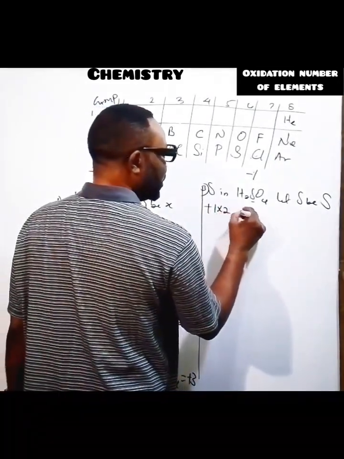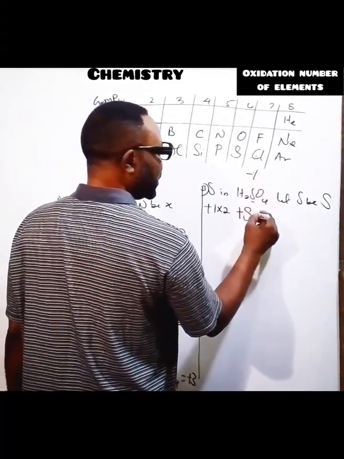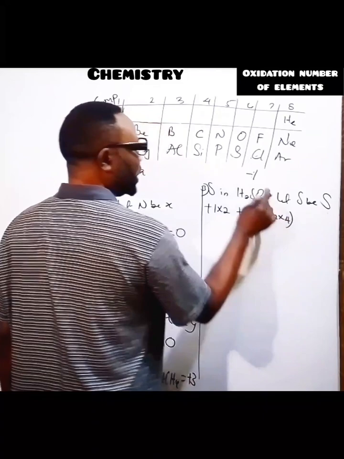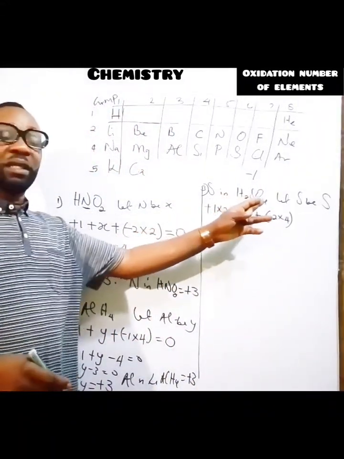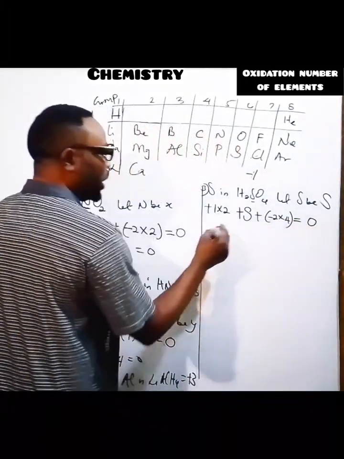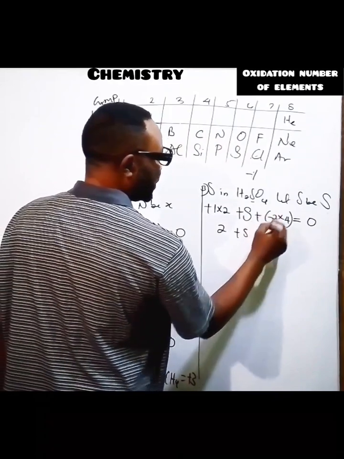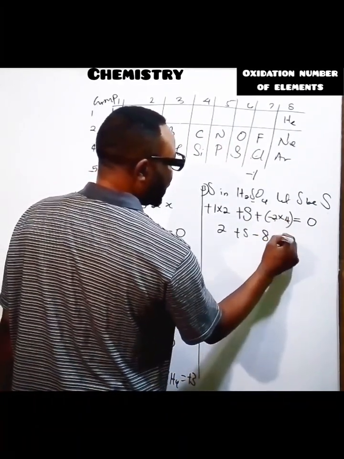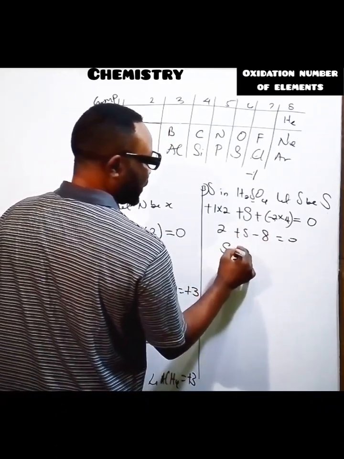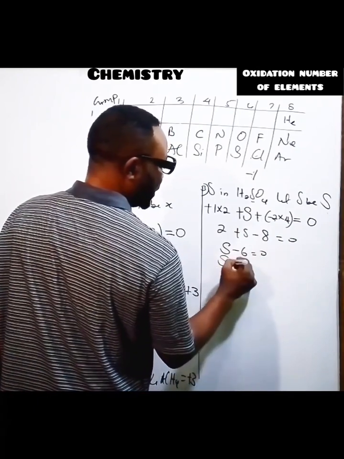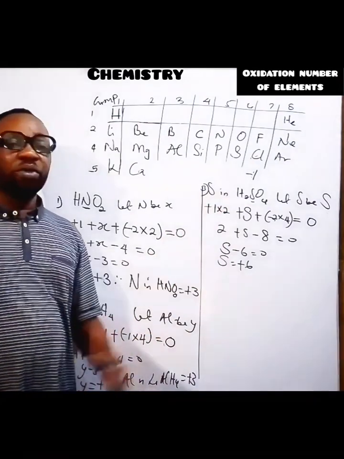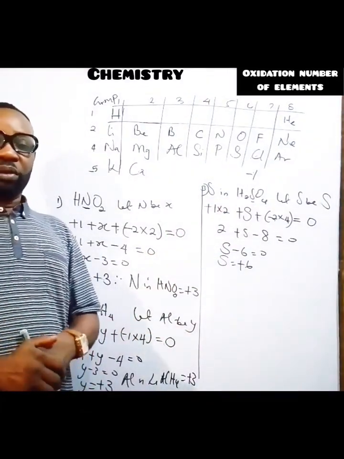+1 times 2, plus S for sulfur, plus oxygen, which is how many? -2 times 4. Oxygen here is in its compound state. This is not the peroxide form of oxygen, which would make it different. So we have 2 plus S plus (-2 times 4), which is -8, equal to 0. 2 minus 8, we have S minus 6 equal to 0. S is equal to +6. So the oxidation number of sulfur in H2SO4 is equal to +6.